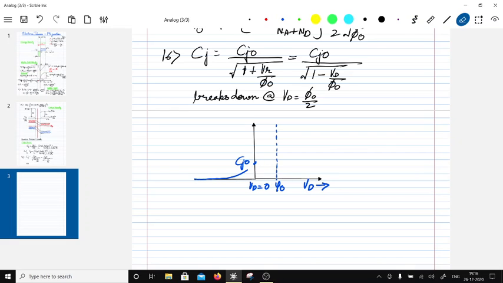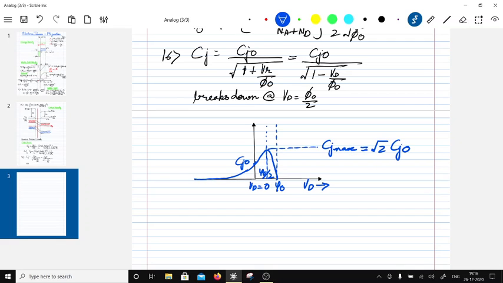So let's make it clear. What's going to happen is this is going to keep increasing, and then it's going to drop like this. This usually occurs at ψ0 by 2. So this is the maximum capacitance, Cj max. Now I substitute Vd equal to ψ0 by 2 here, so I'm left with Cj max equal to square root of 2 times Cj0.